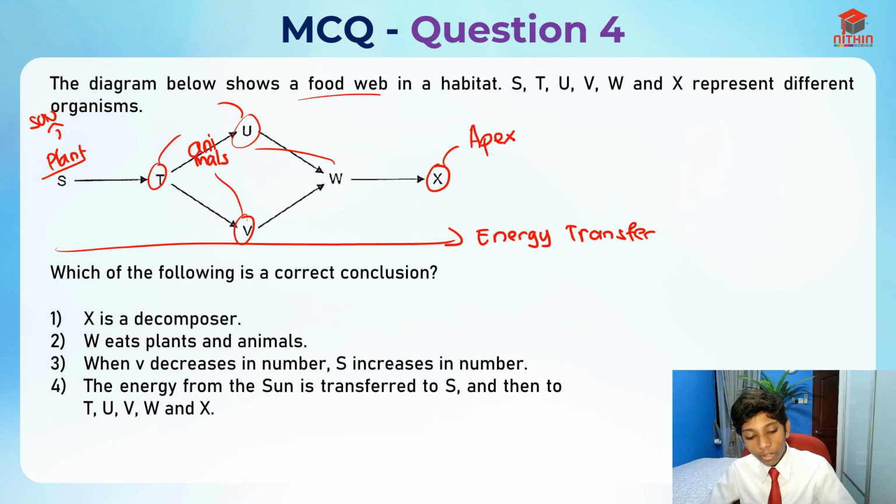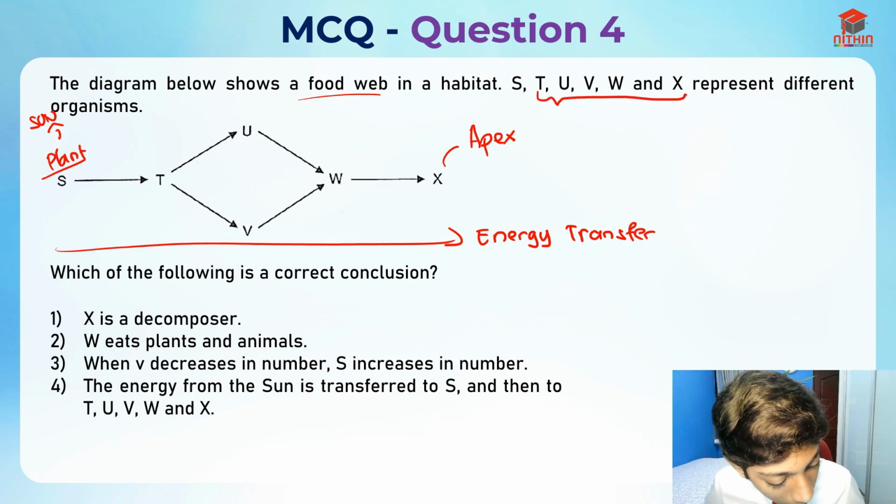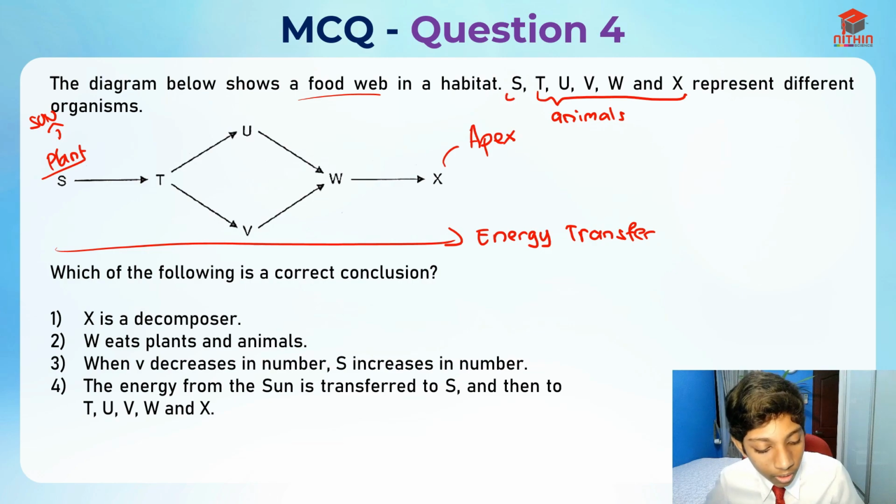So let me just write over here, this is a bit hard to see, that these animals over here are actually animals. It's not a plant. So this over here is a plant. Now that we have slightly analyzed this, let's read the options and check.